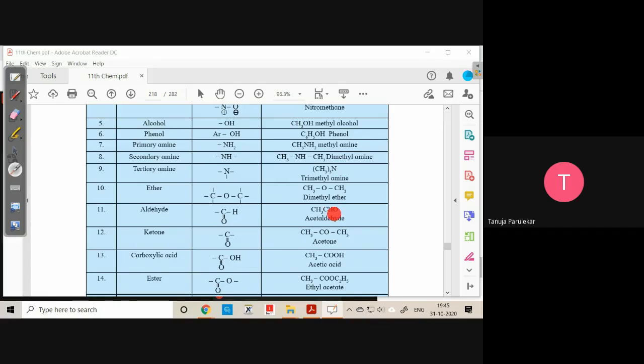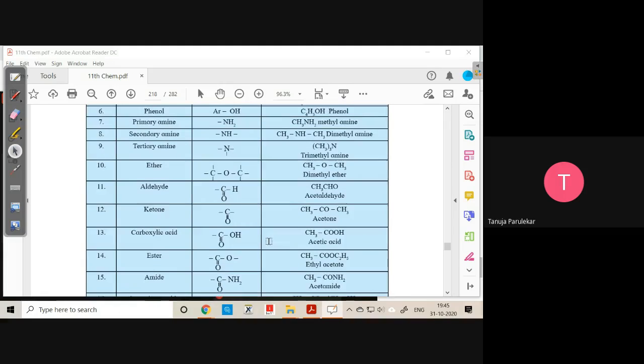Then you have aldehydes. Aldehyde is CHO, where the structure of CHO has a double bond to oxygen on the carbon. This is acetaldehyde, the first member. Then you remove this H and put in R over here. R is nothing but the alkyl groups, which means the carbon-hydrogen group.